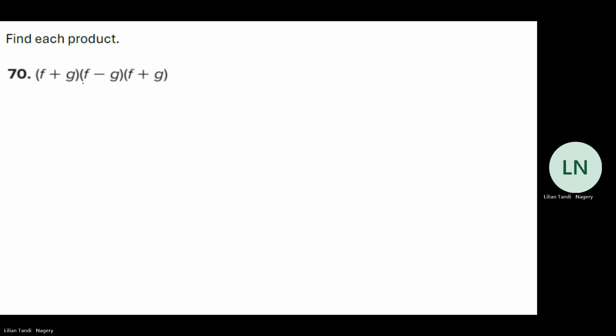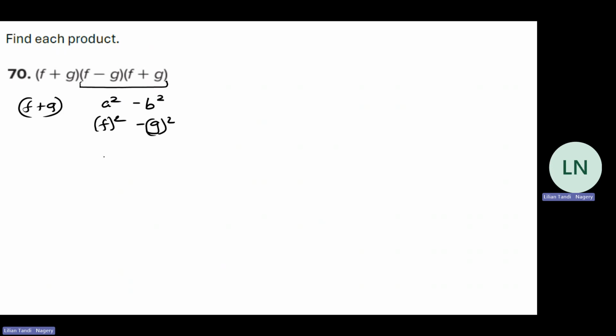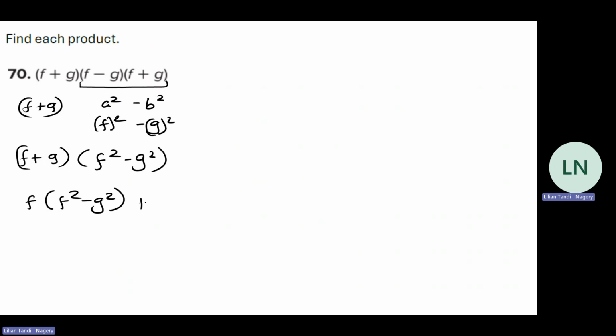Okay. These two become a squared minus b squared. So f plus g. Who is your a? F squared minus g squared. That will become f squared minus g squared. And you're going to multiply with who? F plus g. So we're going to do distributive property: f squared minus g squared times f plus g. Okay, this becomes f cubed.